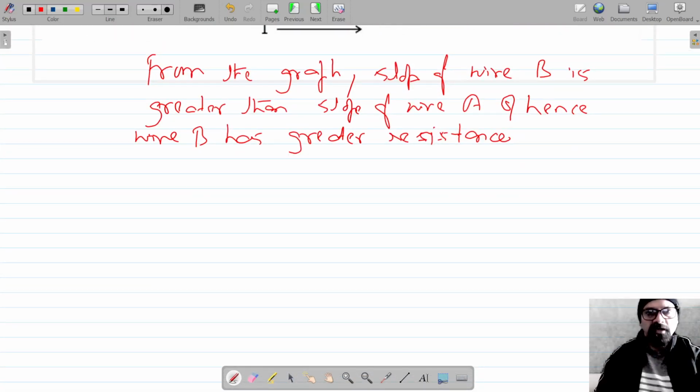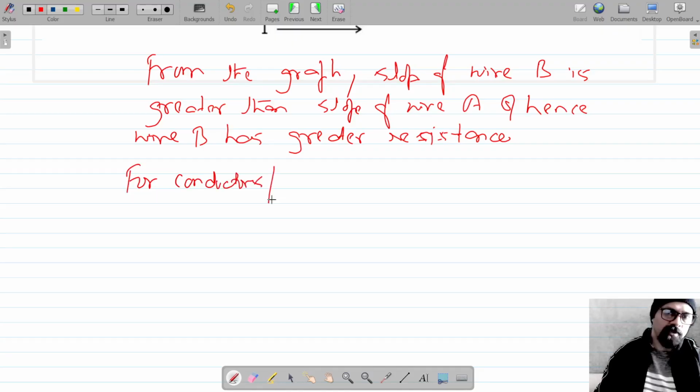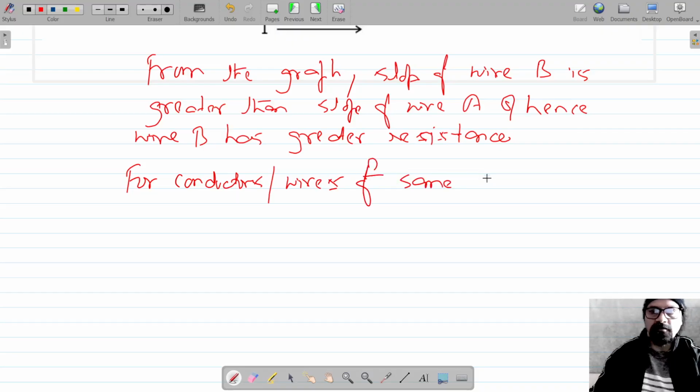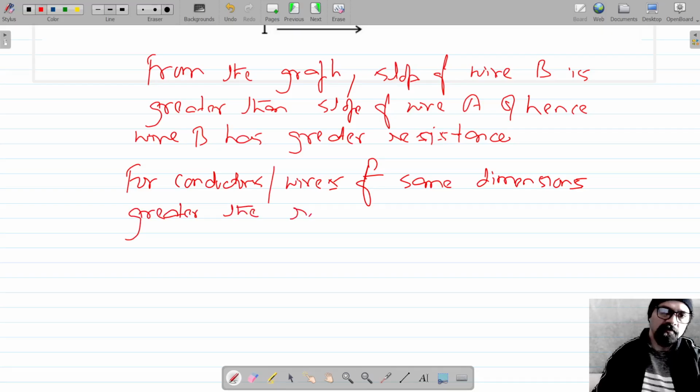Now if wire B has greater resistance, and both the wires have the same dimensions, meaning the same length and same diameter but of different material, then greater is the resistance, greater is the resistivity.